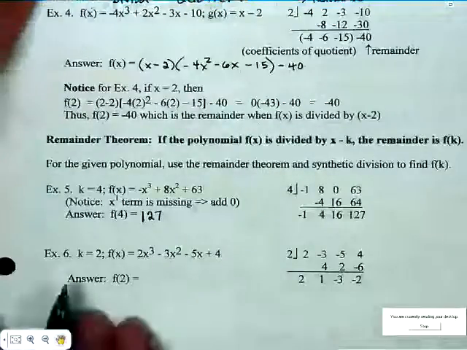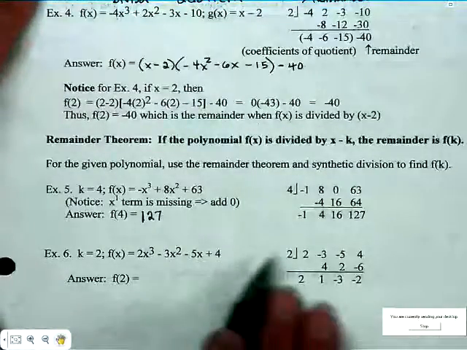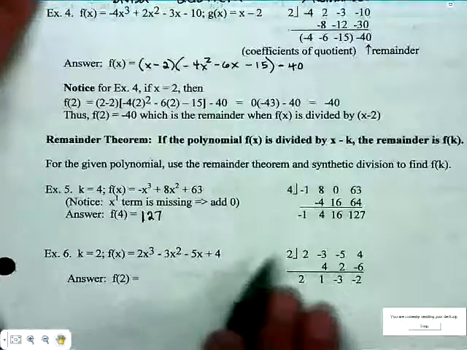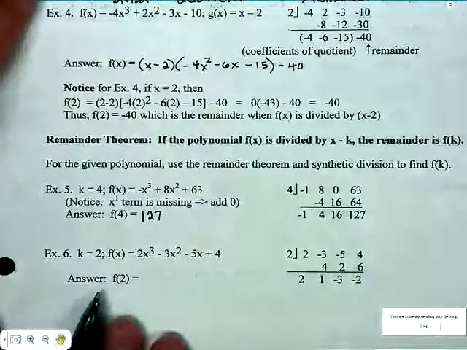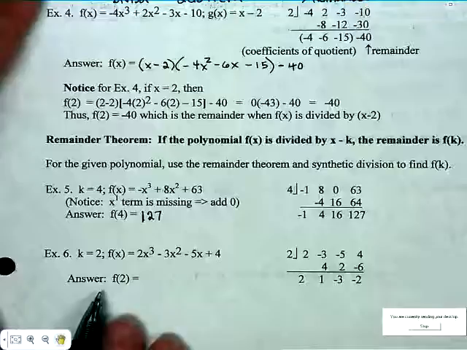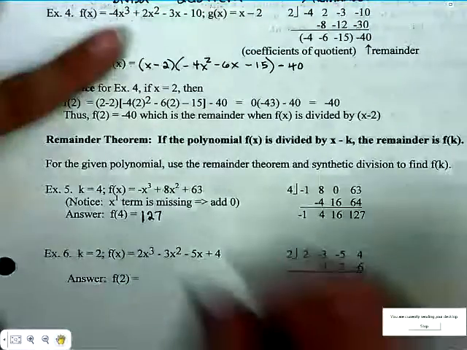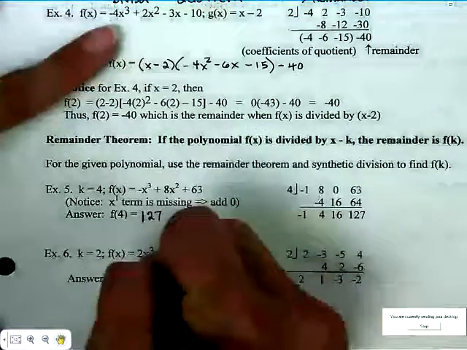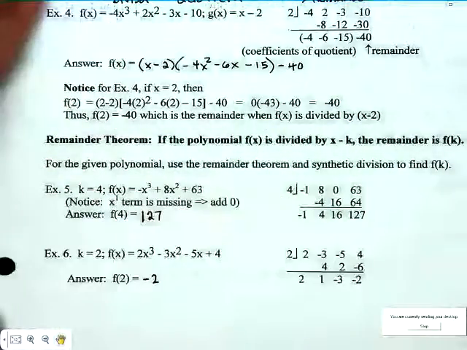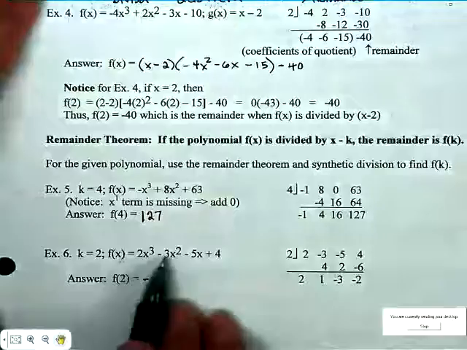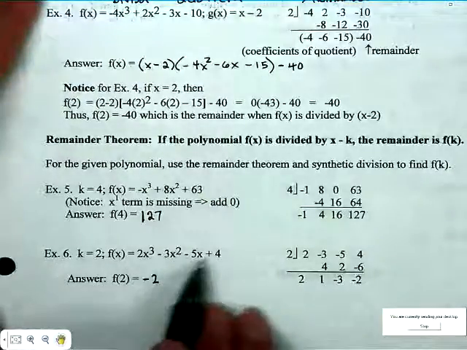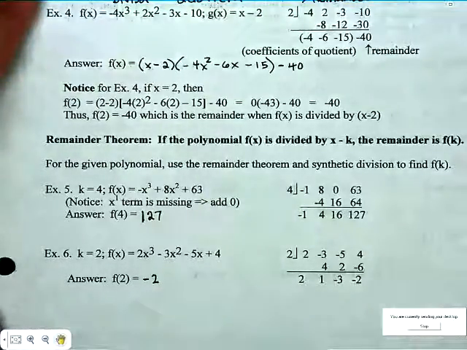So what about example 6? Find f of 2. Well, I did synthetic division with 2 in the box, and the remainder theorem tells me that f of 2 would be what? The remainder, negative 2. And again, if you wanted to double check it, punch 2 times 2 cubed minus 3 times 2 squared minus 5 times 2 plus 4. It will give you negative 2.